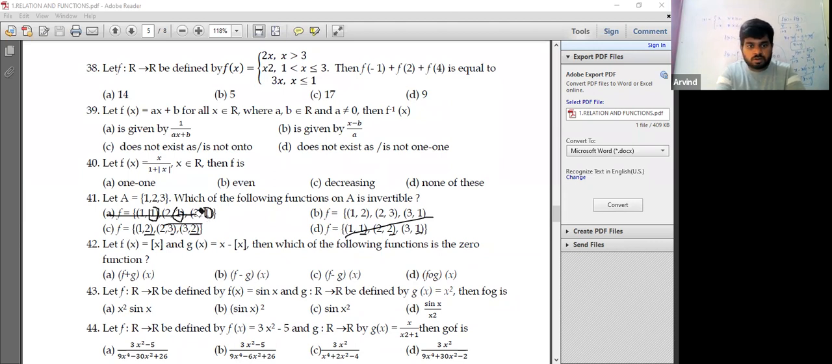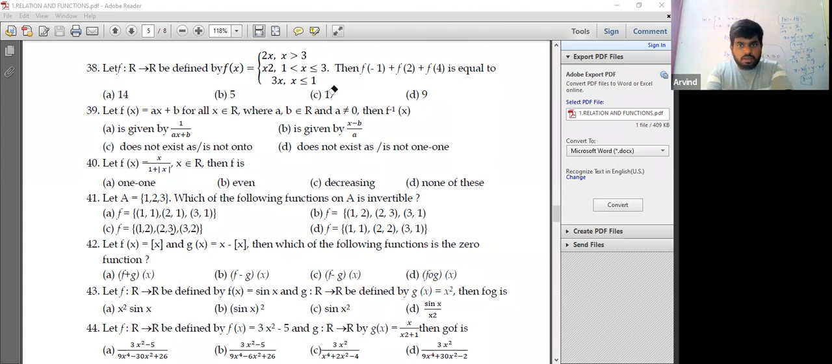So bijective means it should be both 1-1 and onto. Onto means the range and codomain should be the same. 1-1 means for every element of B it should have only one pre-image. There should not be two pre-images.